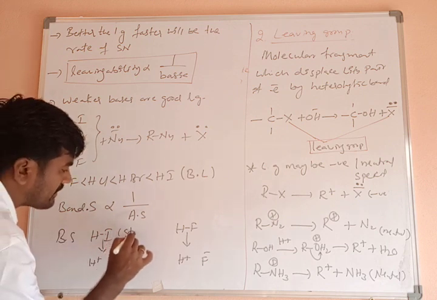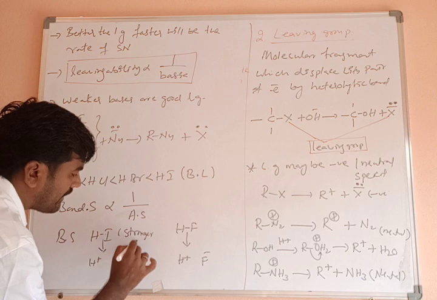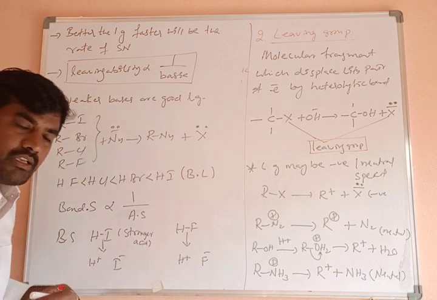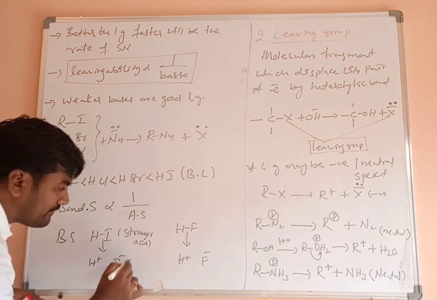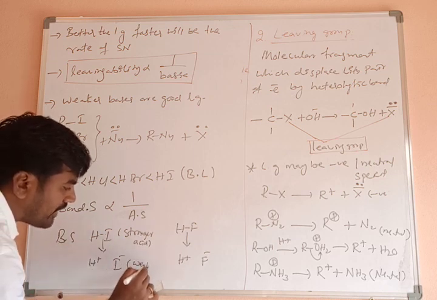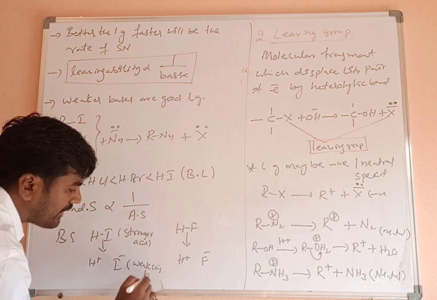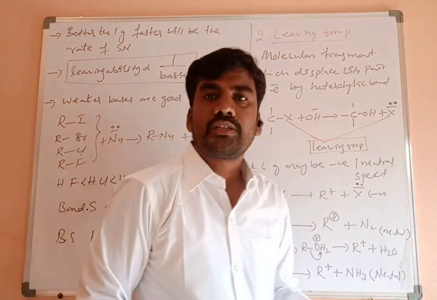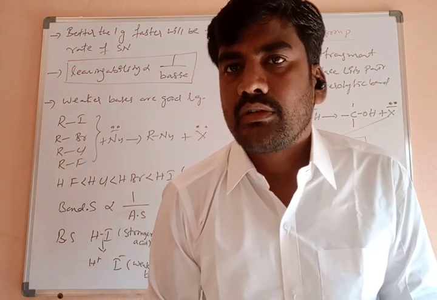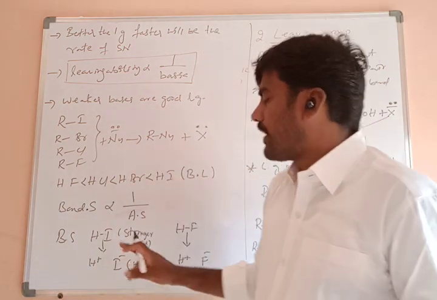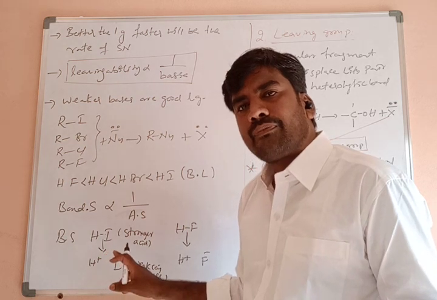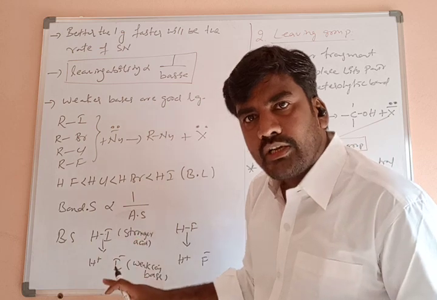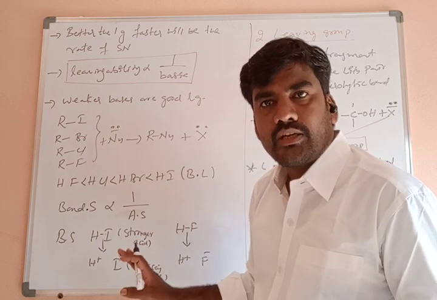Hydroiodic acid is a stronger acid due to its weakest bond. It produces I minus, a weak conjugate base. A strong acid produces a weak conjugate base. A weak acid produces the strongest conjugate base. Now, what is hydroiodic acid? The strongest acid. It produces a weak conjugate base.